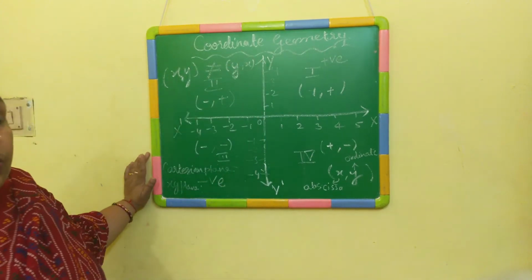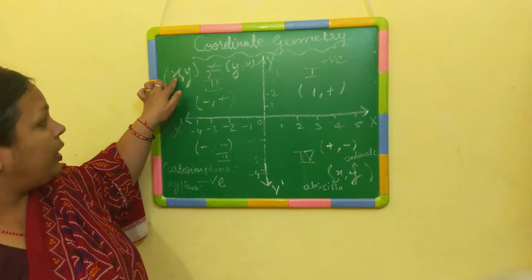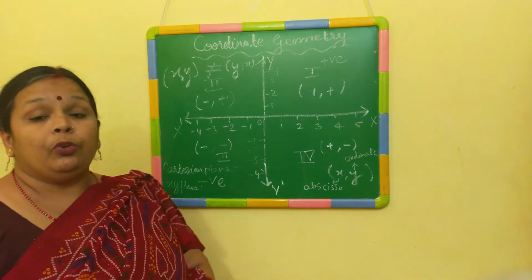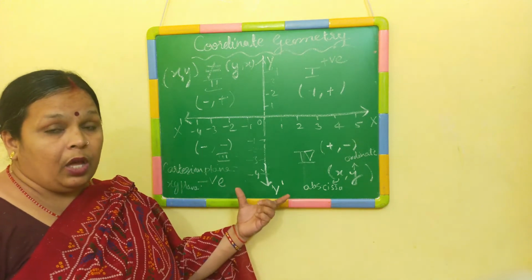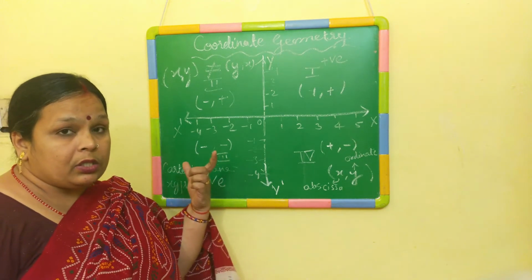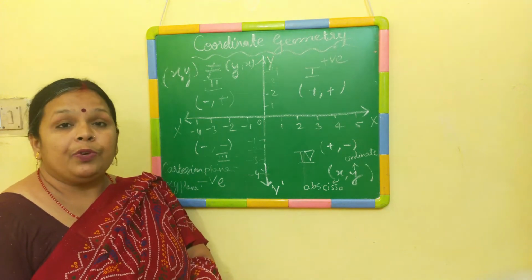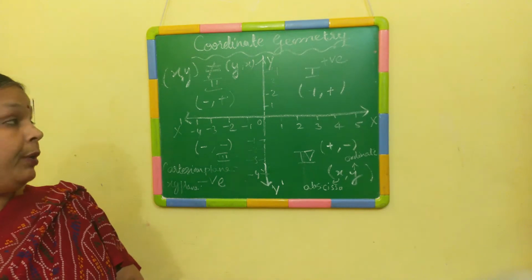This is not equal, because this tells you the distance from x and this tells you the distance from y. Now we need to understand how, just by having a look at the ordered pair, we can classify it as the first quadrant, second quadrant, third quadrant or fourth quadrant.